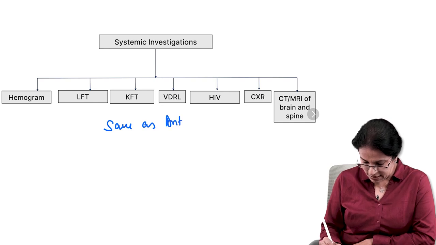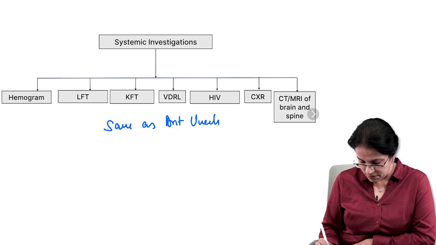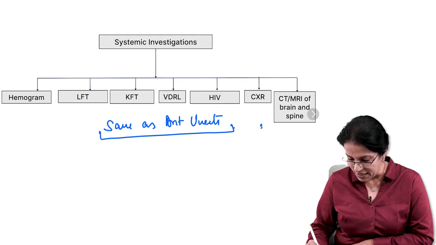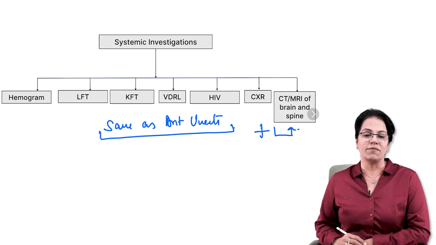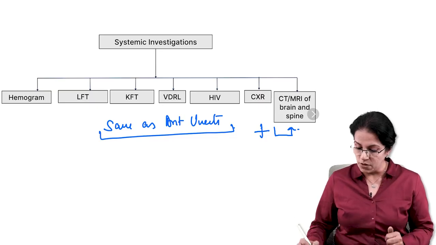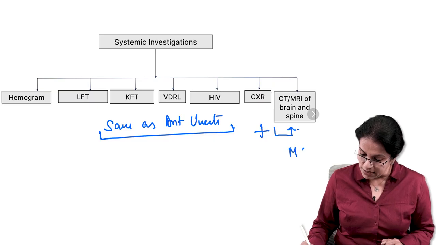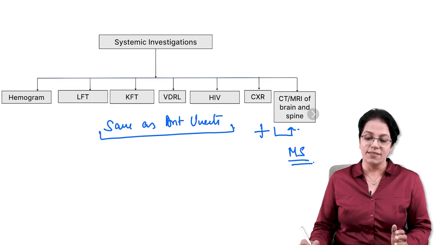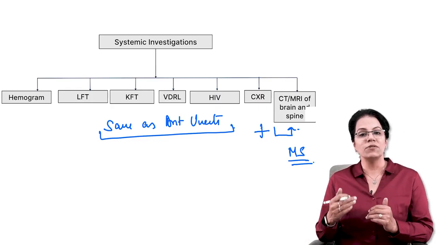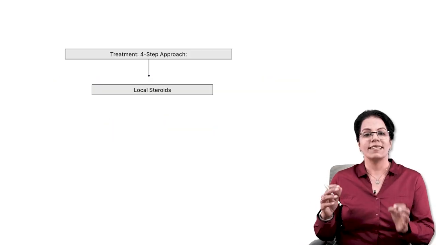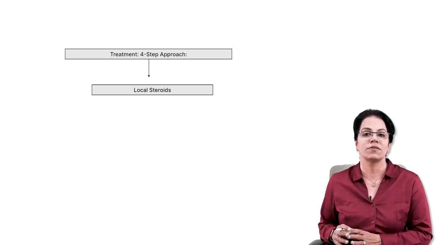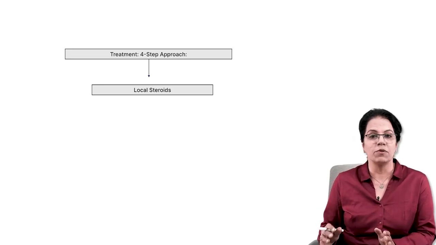We are going to do everything on these investigations the same as anterior uveitis, plus one more thing that has been added is your CT MRI for brain and spine. Why? Because we want to exclude any changes of multiple sclerosis, which can also be a cause of intermediate uveitis. Got it? Okay? Okay, then we talk about the treatment part. Treatment in intermediate uveitis is a 4-step approach. Okay? So when you say 4-step approach, what are the steps?